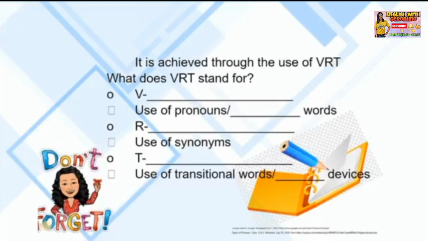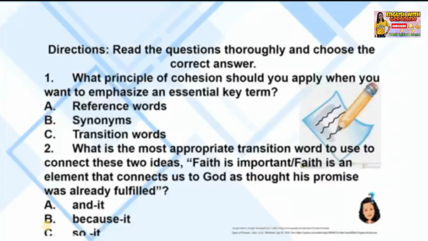Read the question thoroughly and choose the correct answer. Number 1. What principle of cohesion should you apply when you want to emphasize an essential key term? A. Reference words. B. Synonyms. C. Transition words. Number 2. What is the most appropriate transition word to use to connect these two ideas? Faith is important. Faith is an element that connects us to God as though His promise was already fulfilled.